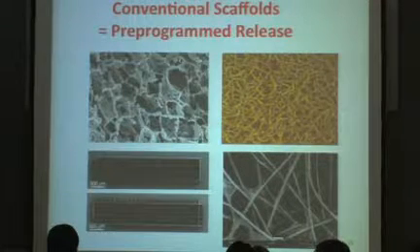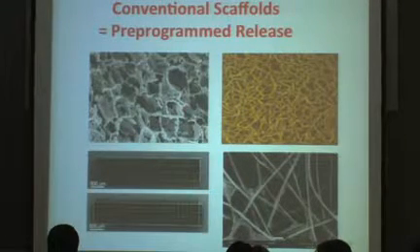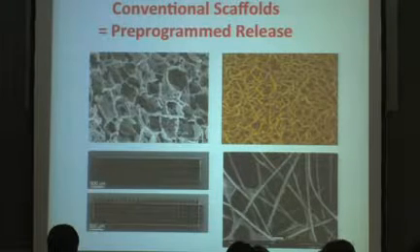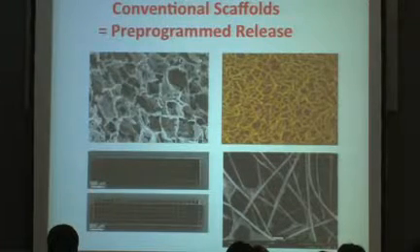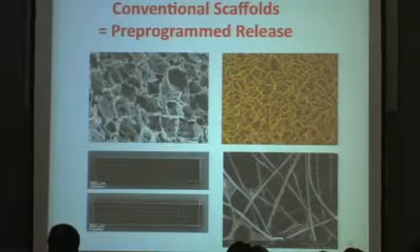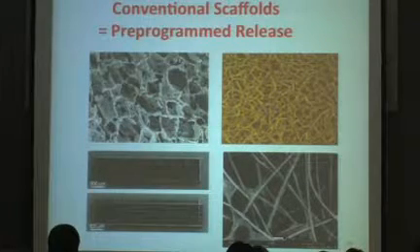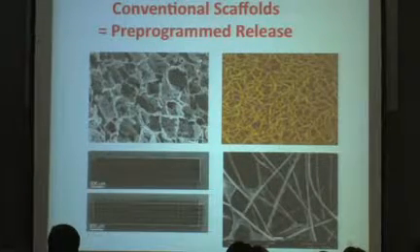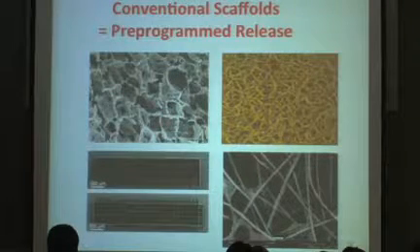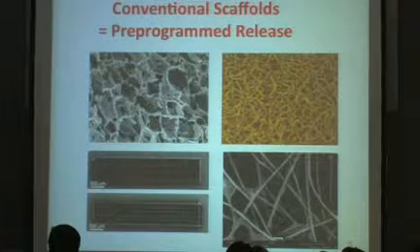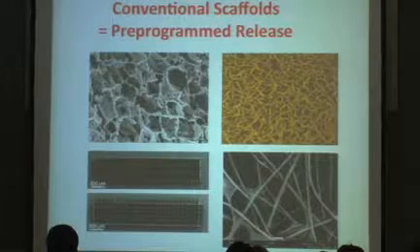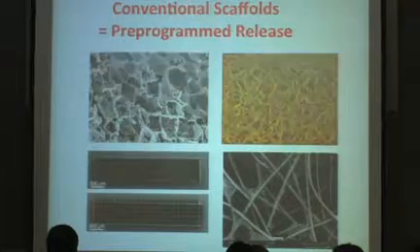So we put things in the device, whether it's a cell or a protein or some other molecule, and it's designed so that it is going to come out at some rate that's predetermined before we put it in the body. Typically, it might be the migration rate of a cell, the diffusion coefficient of the molecule, or the degradation of the material. And that's what we see very commonly in a lot of materials in the field.